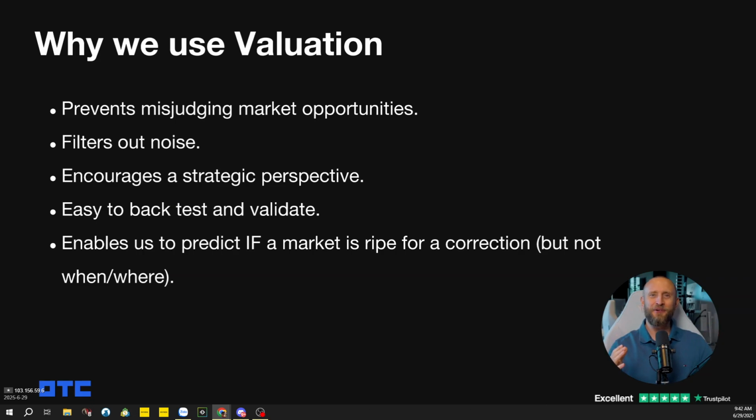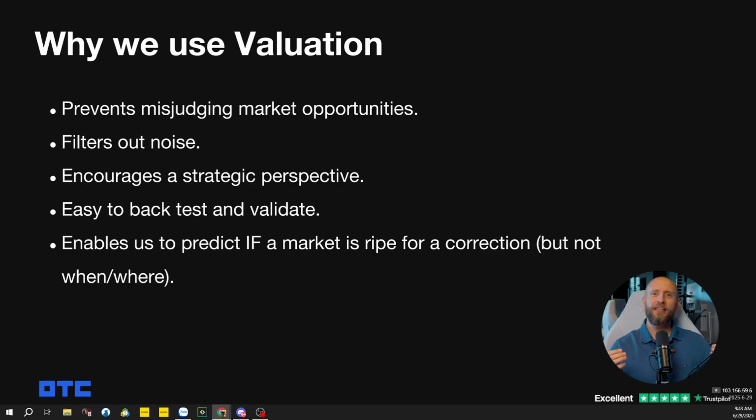Let's quickly summarize why valuation is such a critical part of our analysis and trading strategy. It prevents misjudging market opportunities by moving beyond standalone price, helping us avoid chasing overpriced assets or overlooking undervalued ones. With valuation, decisions are fact-based, not driven by speculation. It filters out noise, cutting through the short-term market fluctuations and sentiment.